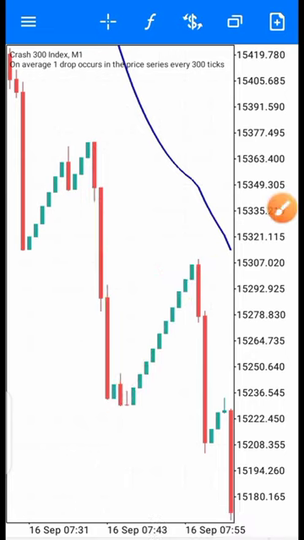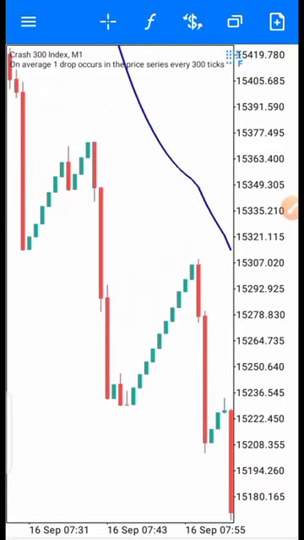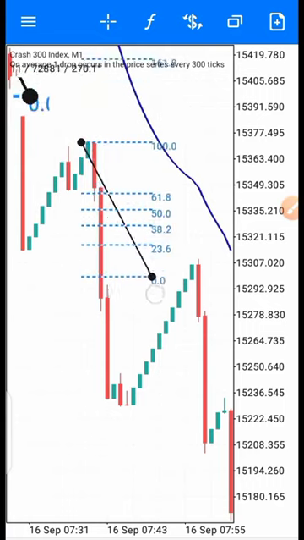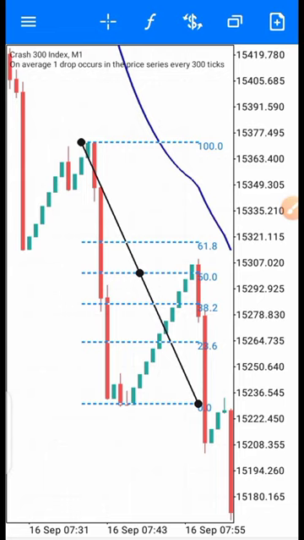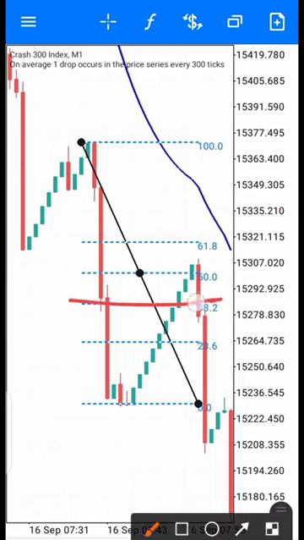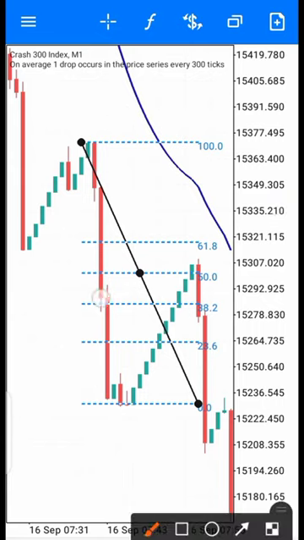So let me bring out my Fibonacci tools here. Now this is where the impulse move begins, and this is where the retracement ends. The level we are going to be using is level 38.2. When you spot an impulse move of a spike and it's beginning a retracement and is still in a downtrend, which means it's still under this moving average, then you will place your sell at this 38.2 level.